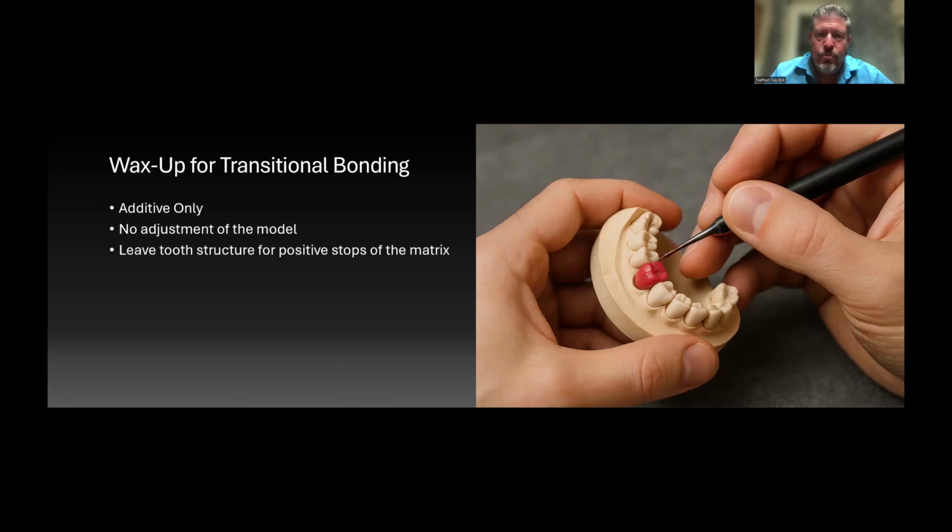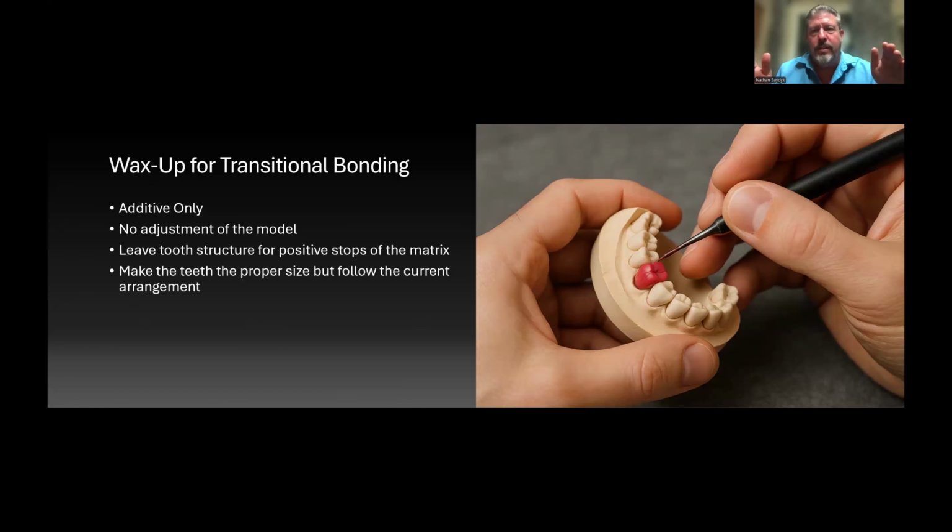You want to leave tooth structure, virgin tooth structure, for positive stops for the matrix. If they wax the entire tooth up, then my template goes in and it rattles. It doesn't have a place to be and nothing fits. And it doesn't look good to have a lot of adjustments afterwards.